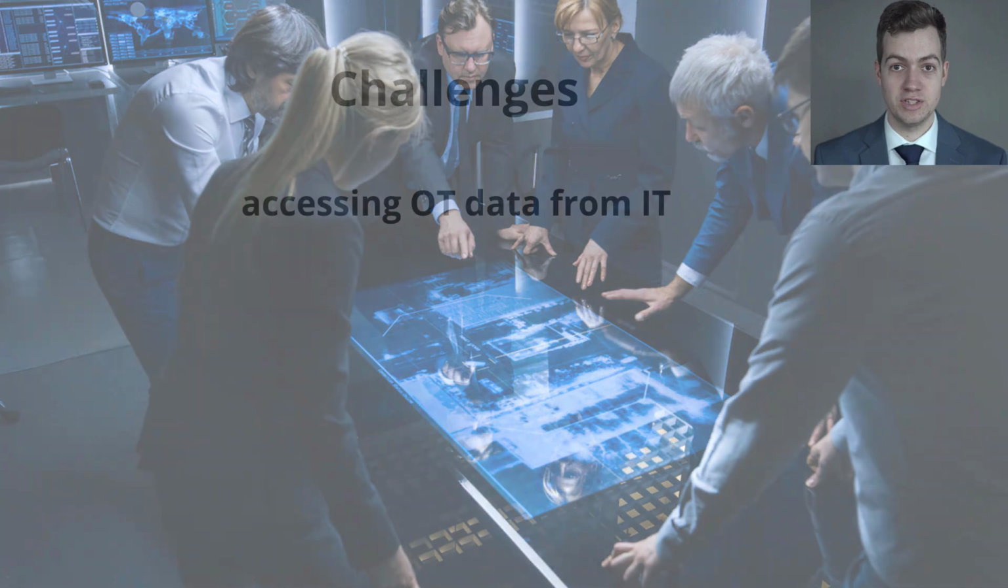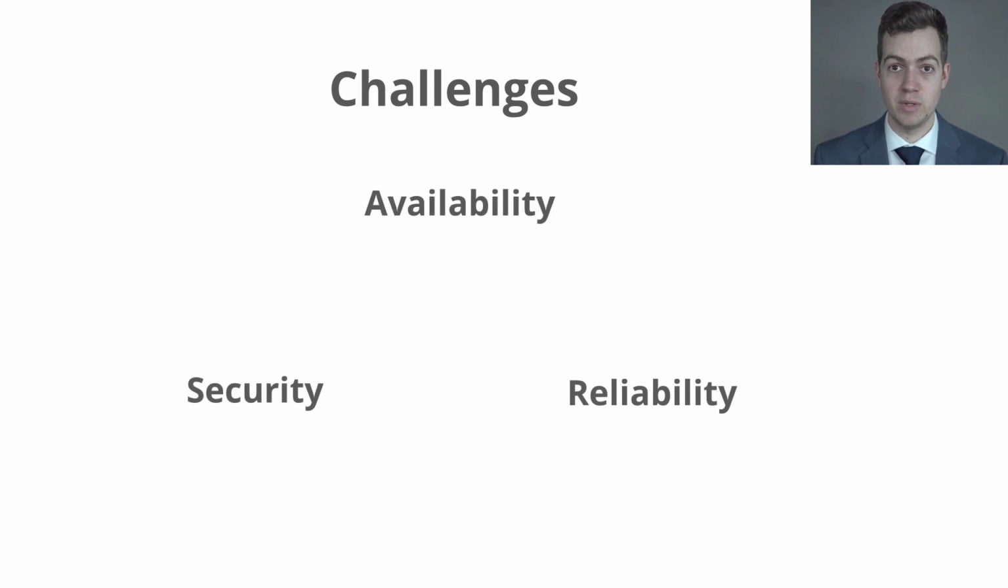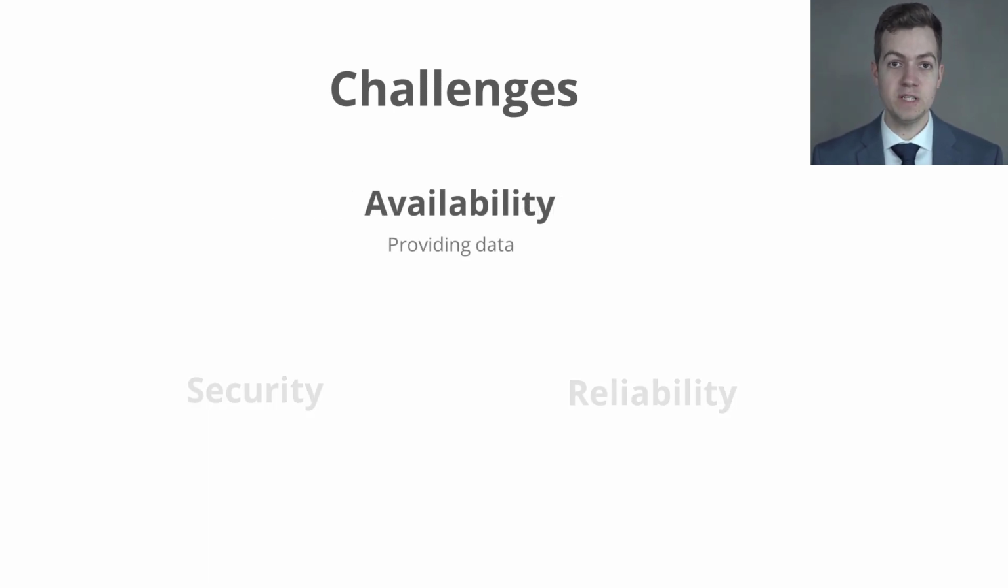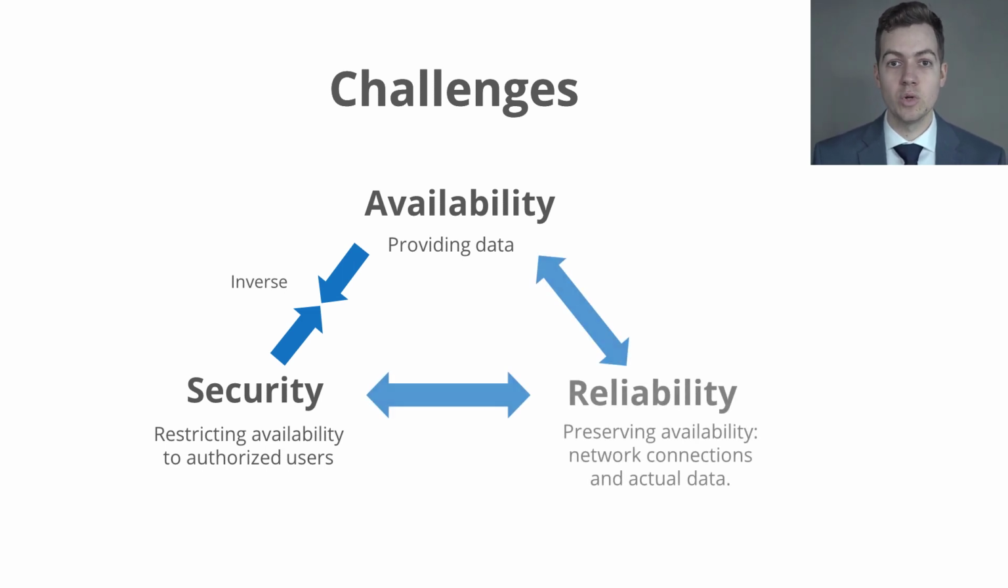However, there are challenges in accessing OT data from IT. We identify three areas: availability, security, and reliability. Availability means providing data to any user who needs it, when it is needed, in a form they can use. Security means restricting availability to only authorized users. It's an inverse relationship. The more secure the data is, the less available it becomes, and vice versa. Reliability means preserving the data and making it available, even in the event of a hardware, software, or network failure.